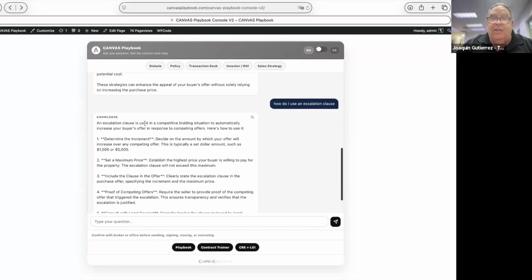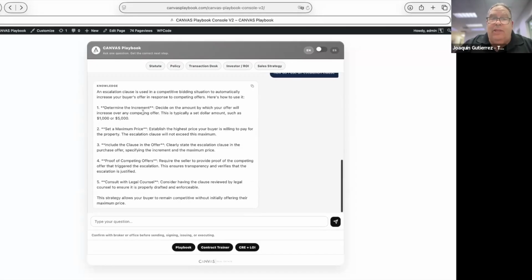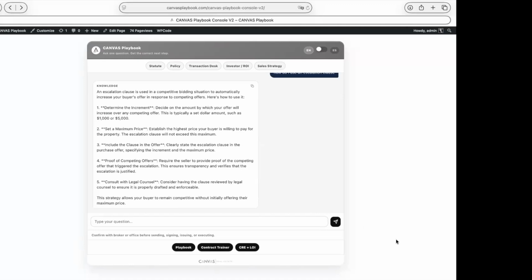So here we go. An escalation clause is used in a competitive bidding situation to automatically increase your buyer's offer in response to competing offers. Here's how to use it. Determine the increment. So decide on the amount by which your offer will increase over any competing offer. So what happens here, if somebody else makes an offer, your offer will automatically go up from 1,000 to 5,000 in this situation, let's say, over the other offer that's been made. That's called an escalation clause. You can set a maximum price that you would go to, and include the clause in the offer.